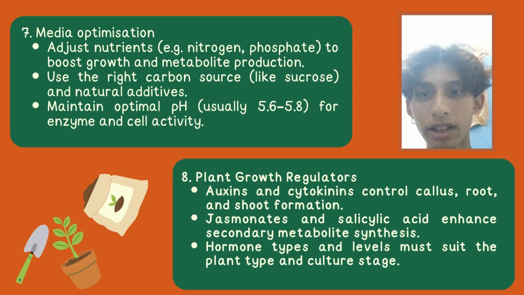Finally, plant growth regulators or PGRs are vital in directing how plant tissue grows and what it produces. Auxins and cytokinins are used to control root, shoot, and callus formation. Meanwhile, jasmonates and salicylic acid act as elicitors to enhance secondary metabolite synthesis. The type and concentration of PGR need to be customized depending on the plant species and the specific stage of culture.